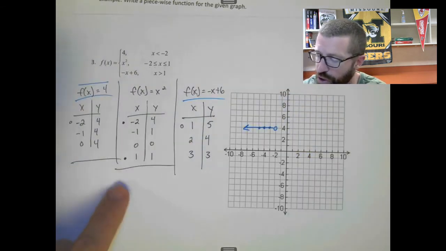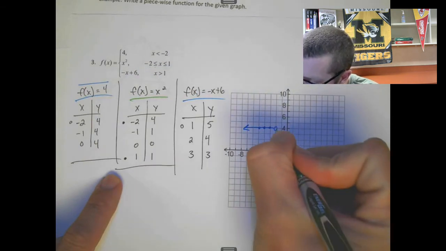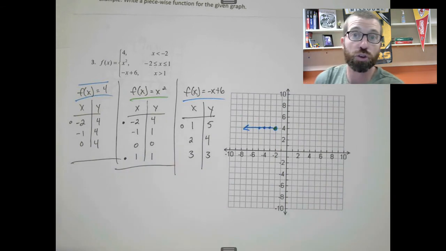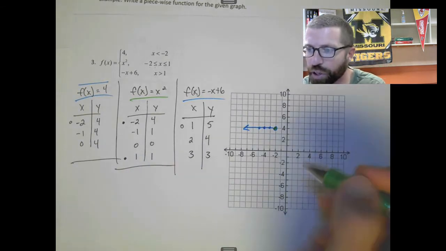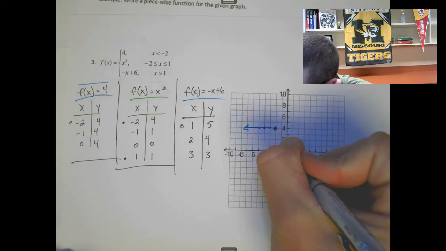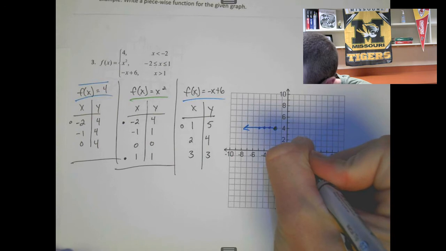It's just a horizontal line. Now this is interesting. At (-2, 4), I have a closed circle where I had an open circle. So the closed circle wins. That means there's a closed circle there. And then plot the rest of the points, (-1, 1), (0, 0), and (1, 1). And those are all closed.